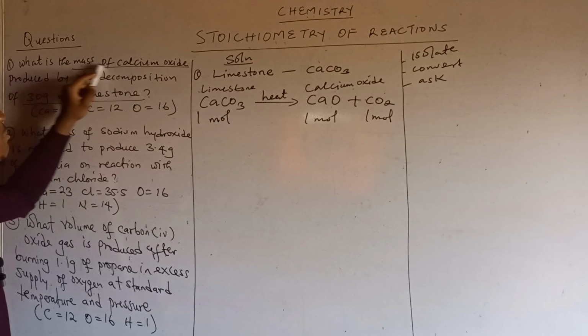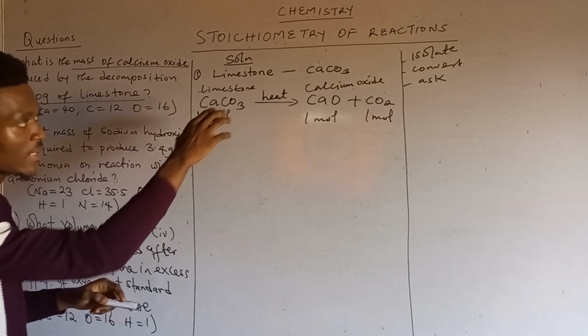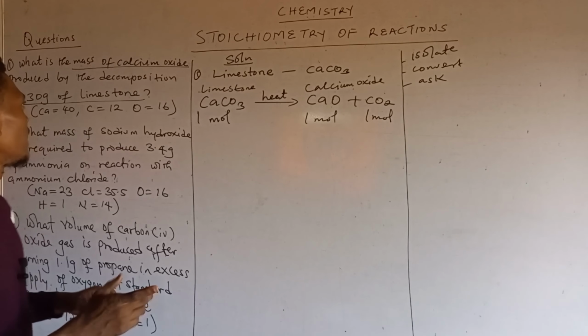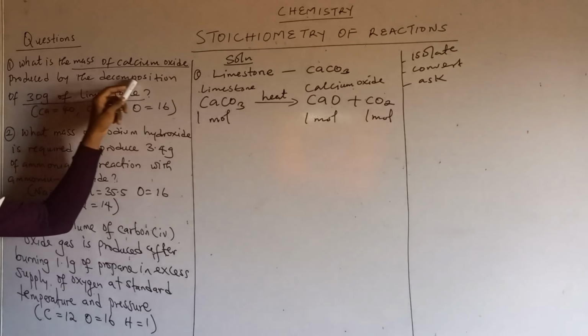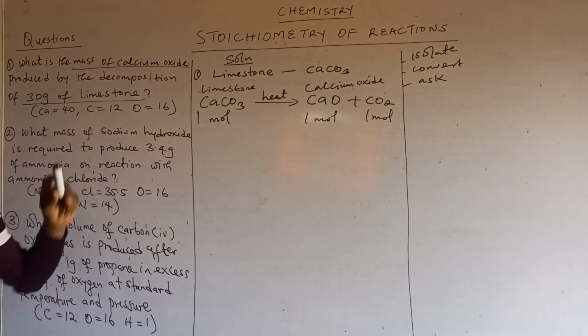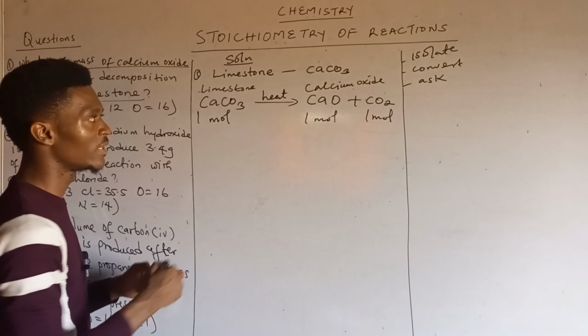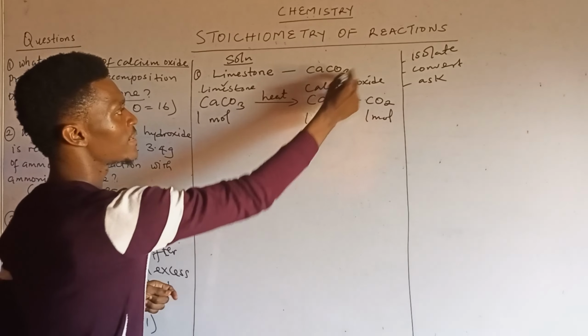We are told what is the mass of calcium oxide, meaning that calcium oxide is a very important substance that we need in this equation. Then let's move on. Produced by the decomposition of 30 grams of limestone, meaning limestone is also very important. So the only two important substances in this reaction happen to be limestone and calcium oxide.